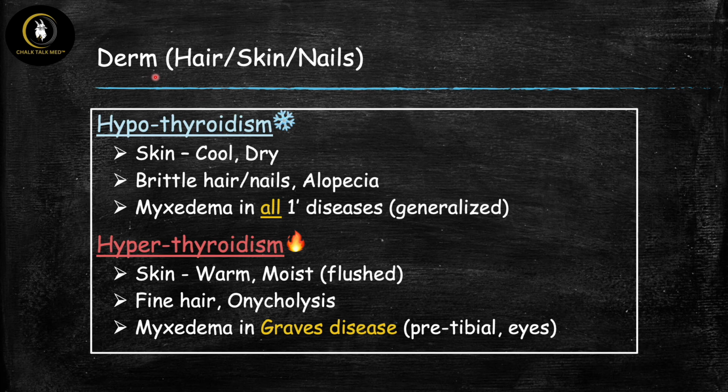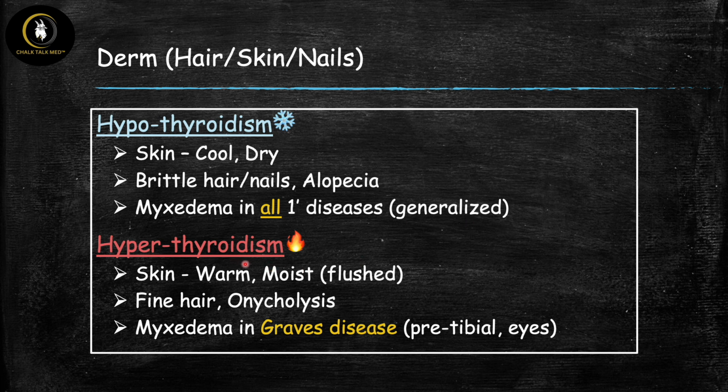All right, so last system to talk about is derm. So we're going to talk about hair, skin, and nails. So in hypothyroidism, the skin is cool and dry. The hair and nails are brittle, and this can lead to excessive hair loss and alopecia. And myxedema, which is a generalized edema, is pretty common in primary hypothyroid diseases, and this causes a generalized edema.